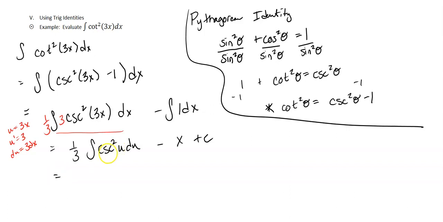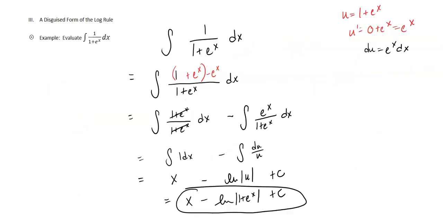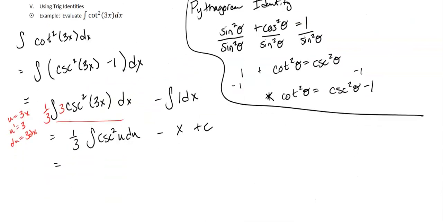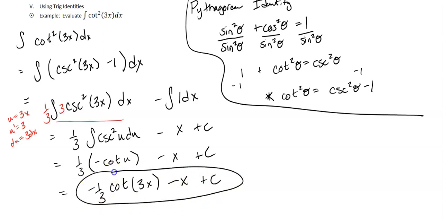And if I look back at my list now, I know that the integral of cosecant squared of u is negative cotangent of u plus c. So I will have 1/3 times negative cotangent of u. And if I plug the u back in, I just have negative 1/3 cotangent of 3x minus x plus c. And that will be my final answer.